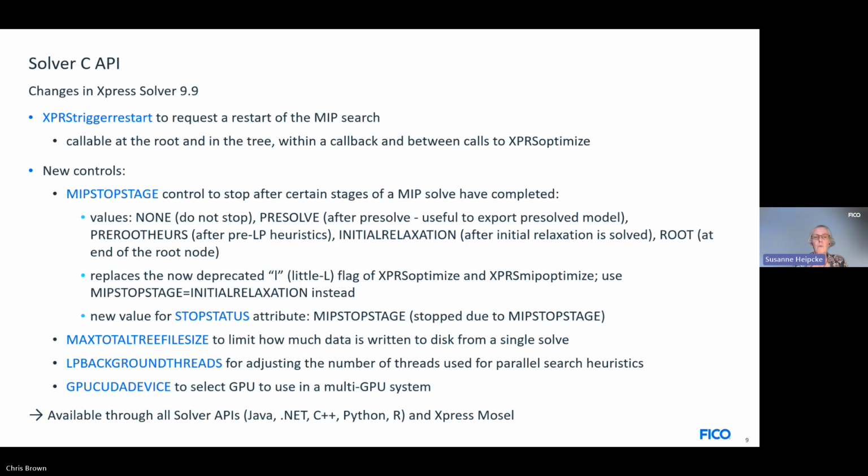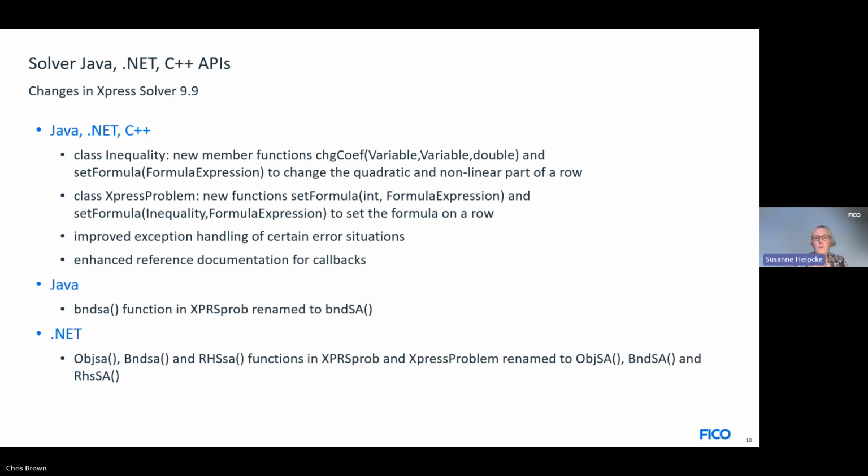Other new controls, and you're going to hear more about this next week: max total tree file size, to limit the data size that is written in a single solve to your disk; a setting for the background threads; and also a new control relating to the use of GPUs. As I mentioned, this is available on all interfaces. Now, object-oriented interfaces. Well, a couple of minor updates really. It is completing the overloaded versions, completing the behavior.